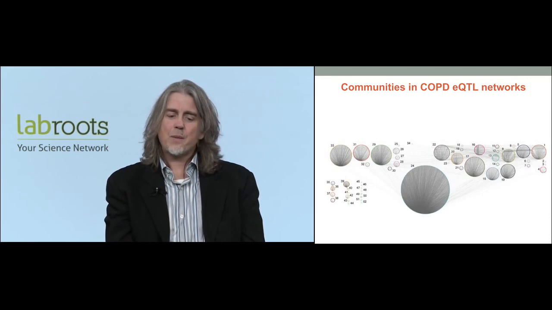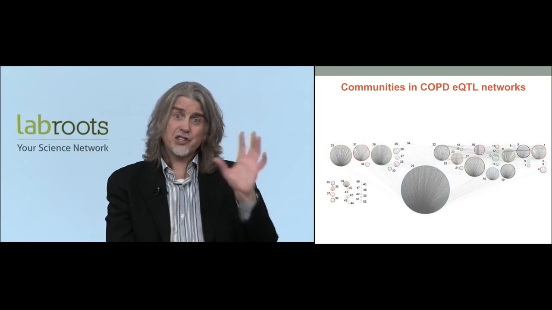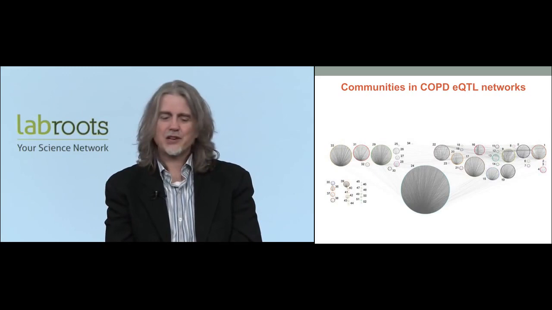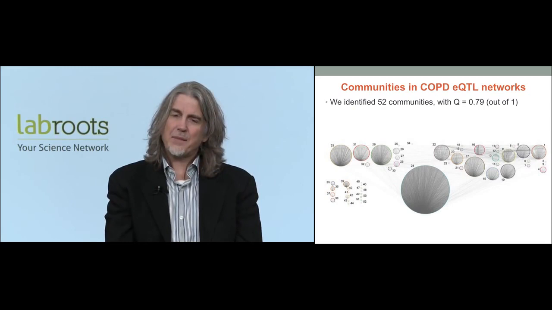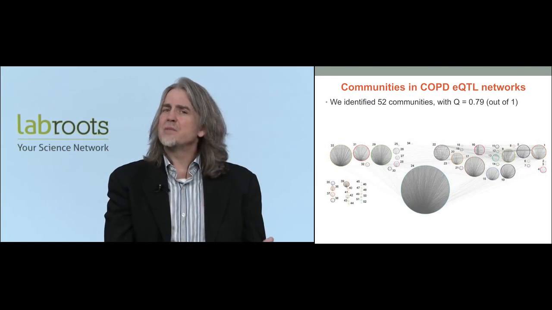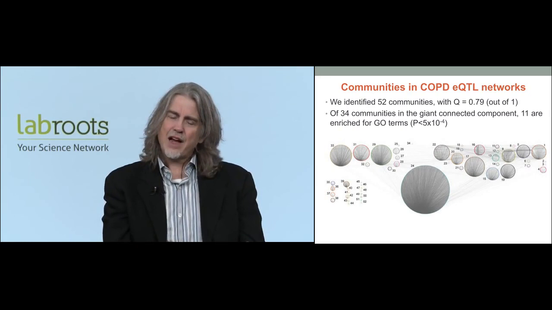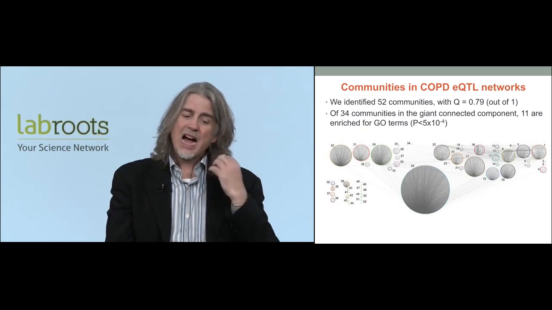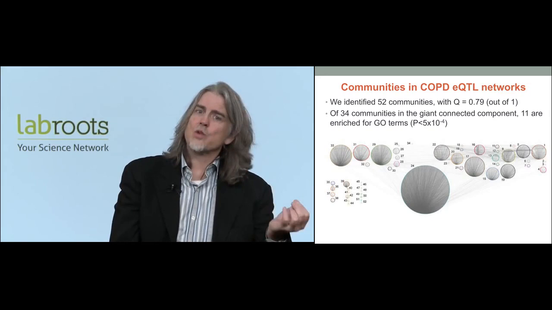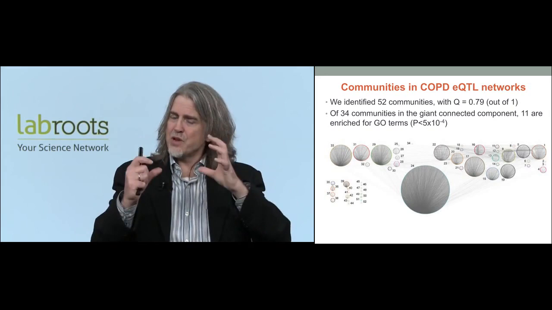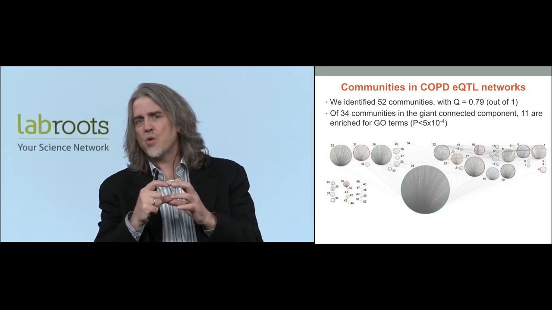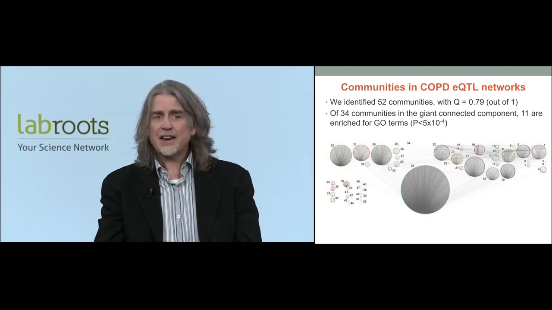Now, what's interesting is when we start to look at those communities in the eQTL network, and this is just a different representation. I tend to refer to this as the Botticelli's Venus representation of the data. They're like little seashells. When we look at these, what we see is there are 52 different communities that we found. Those communities are highly modular. They have a modularity of about 0.8, so they're really tight. And of 34 that are connected together, what we call the giant connected component, 11 of those, when we look at the genes in those communities, are strongly enriched for genes which have shared function. Right? So the communities are grouping genes not in a random way, but they're grouping genes in ways that enrich for particular biological functions. And in fact, the enrichment is significant.